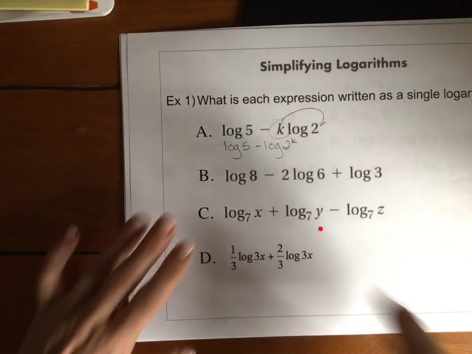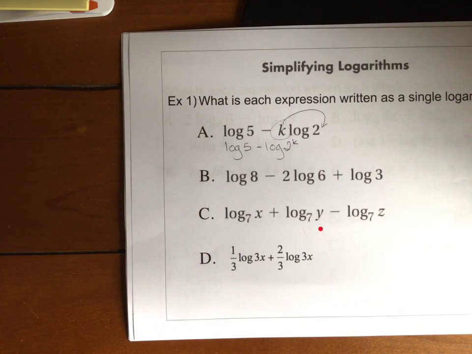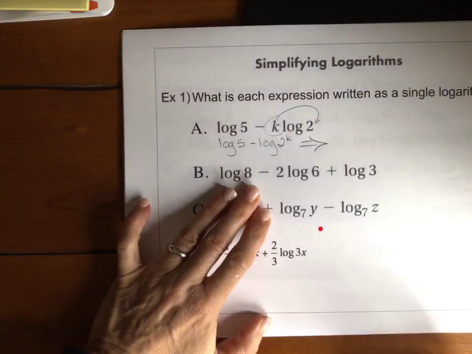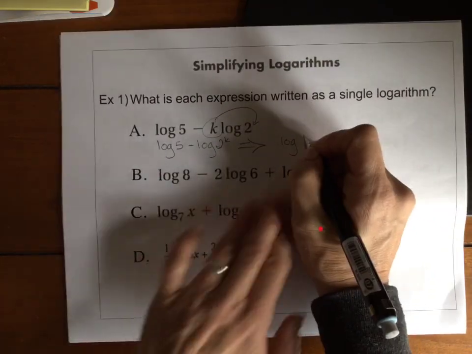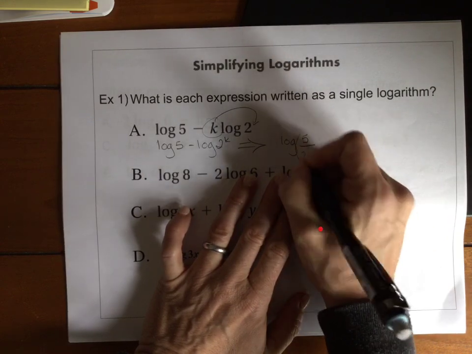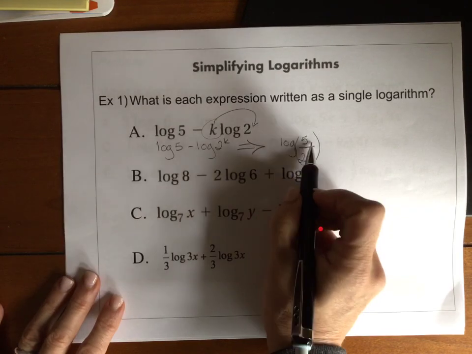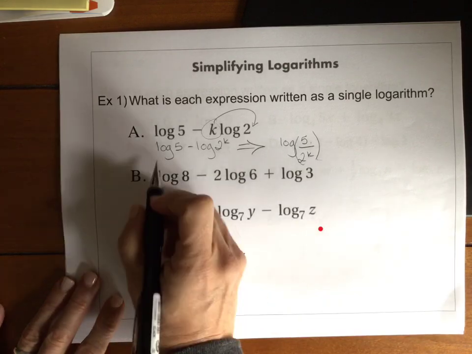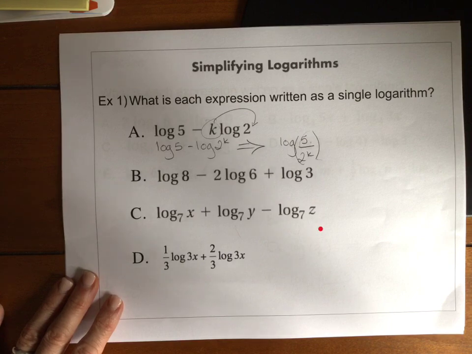All right, now this is subtraction. And so if I go back and I look at the properties of log rules, subtraction is division. So then my next step would be to have log of 5 divided by 2 to the k power. And I'm just going to put that in parentheses. Notice it's not log 5 divided by log 2k. That's very different. Because these are both the same base, I can combine it into a single term.